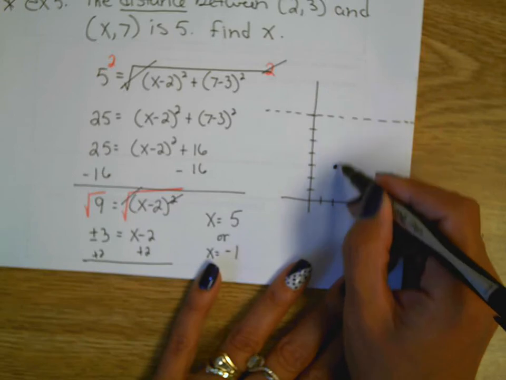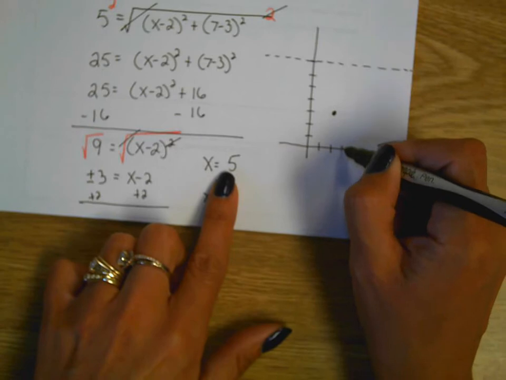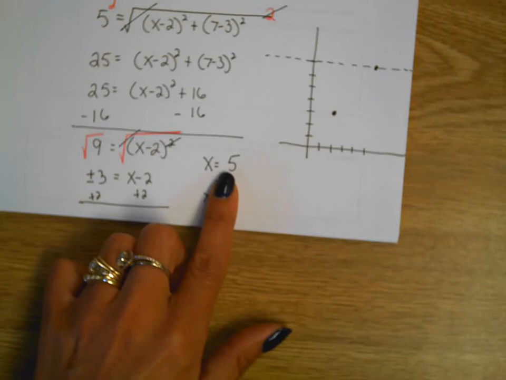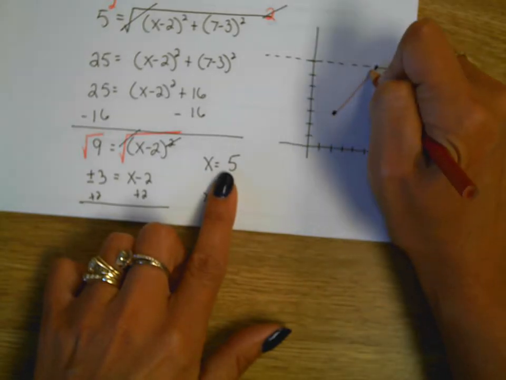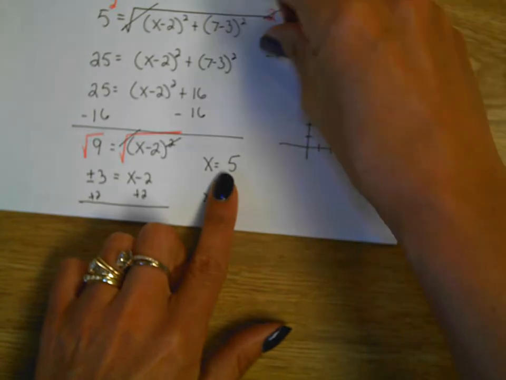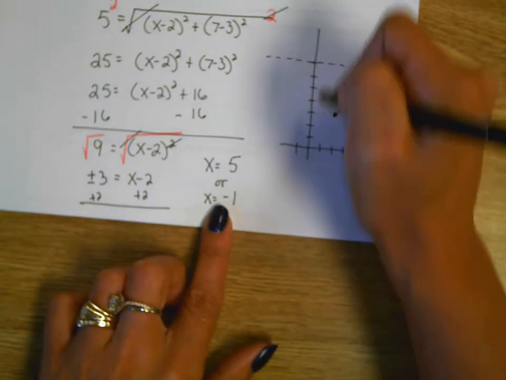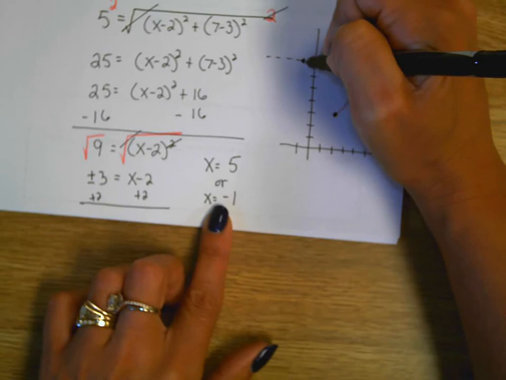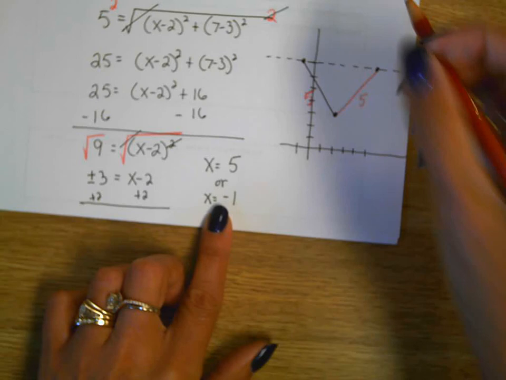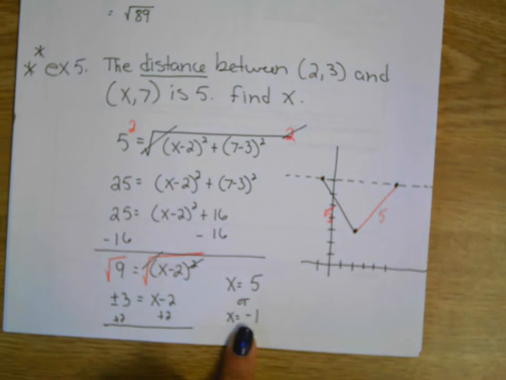So where was it going to be 5 units away? Well, we found one of them had an x value of 5. Over 5 up 7. That was a distance of 5. But then if you swing that over, there was that second one over here at -1, 7. That was also 5 units away. So there were 2 spots that accomplished what this was asking.